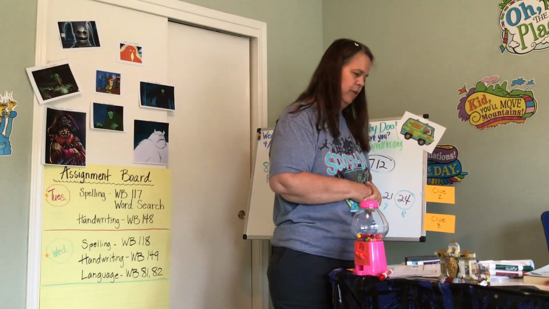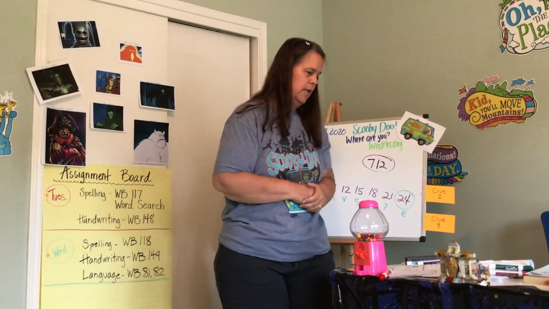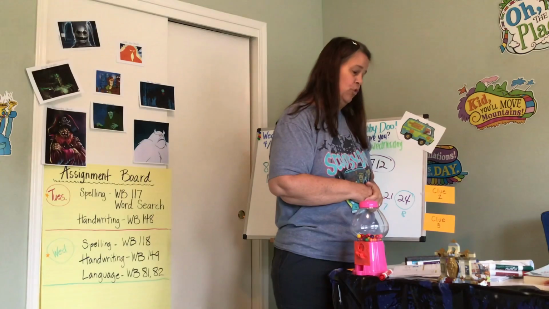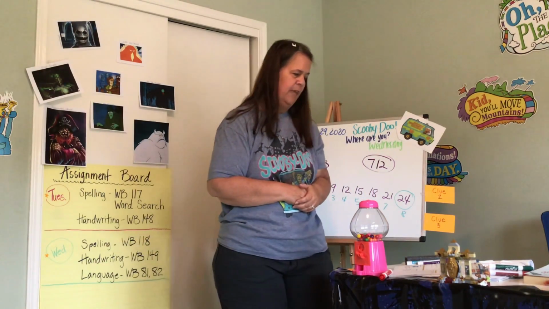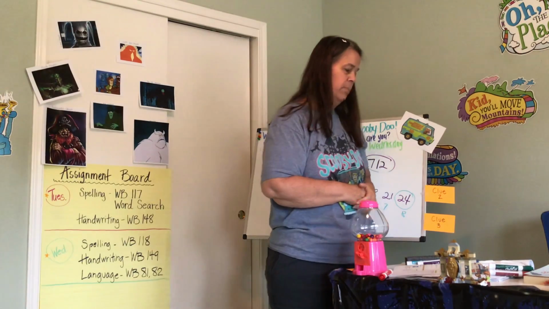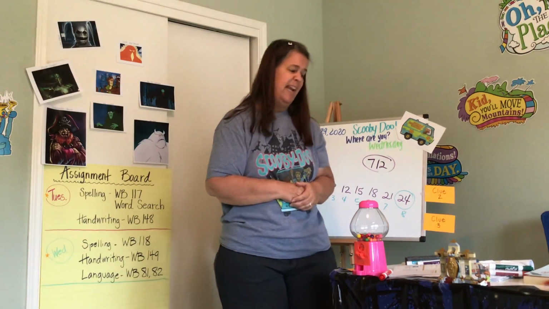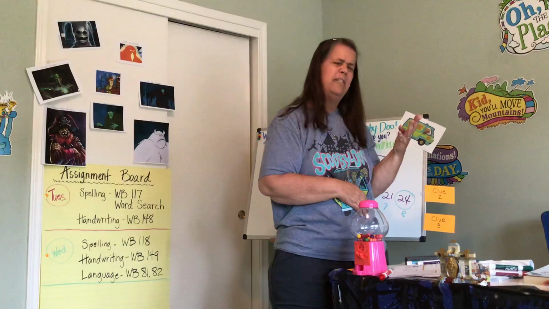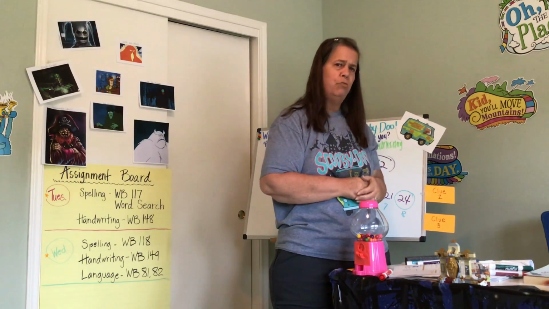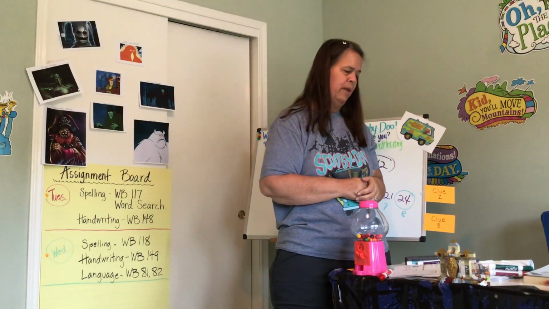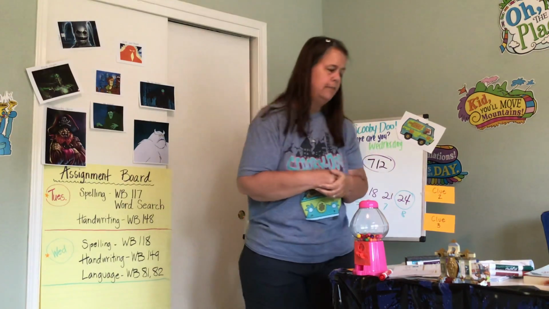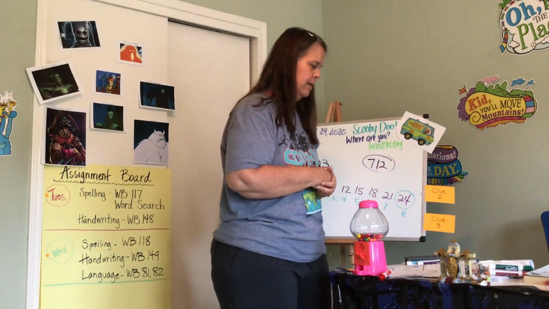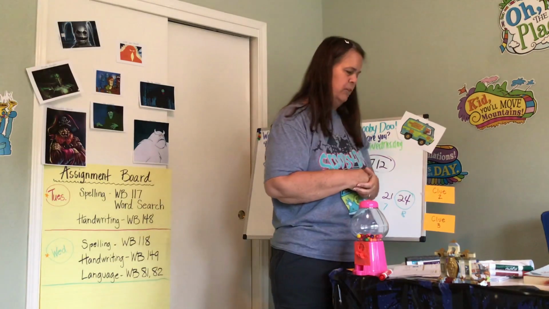Number 6, Dee Dee earns $4 each week, and then each week she spends $2 and saves the rest. How much will she save in 3 weeks? So basically she's spending half of her $4. So what's half of 4? 2, that's right. And after 3 weeks, 2 plus 2 plus 2 equals $6. Very good.